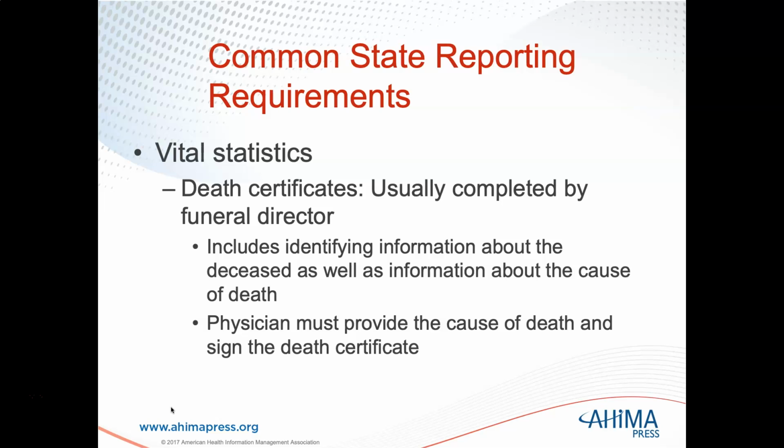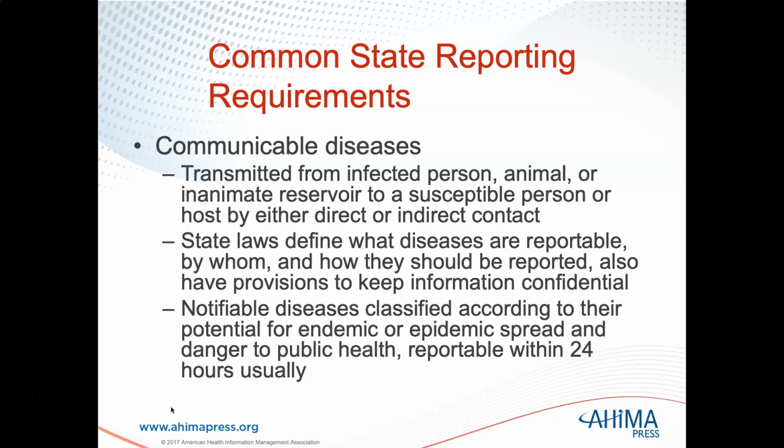When it comes to communicable diseases, these are transmitted from infected person, animal, or inanimate reservoir to a susceptible person or host by either direct or indirect contact. State laws define which diseases are reportable, by whom, and how they should be reported. Also have provisions to keep the information confidential. Because again, like with COVID and measles and tuberculosis and things like that, infection prevention or infection control has to report those, and they have to report the PHI, because sometimes, like with a measles outbreak, or even another good example would be food poisoning.